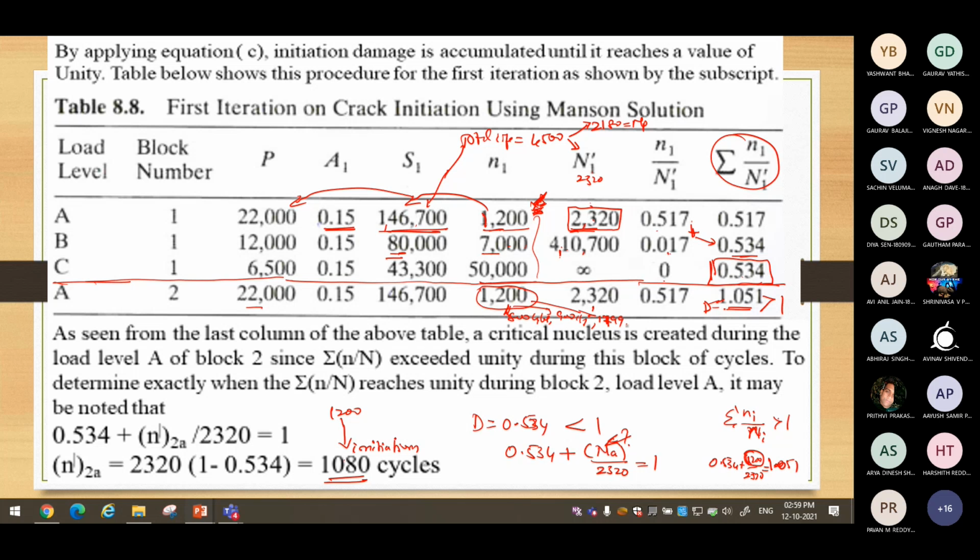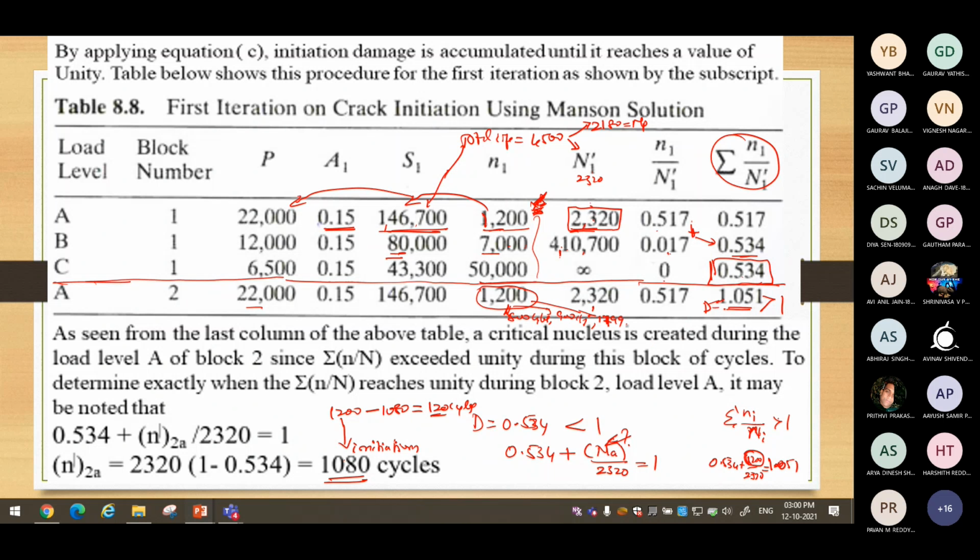So when you apply 1080 cycles of 22,000 pound load, or 146,700 psi of stress, the crack has been initiated in the component. So remaining, 1200 minus 1080, is equal to the remaining 120 cycles. They cause the crack propagation. So the next cumulative damage, we have to talk about the crack propagation.